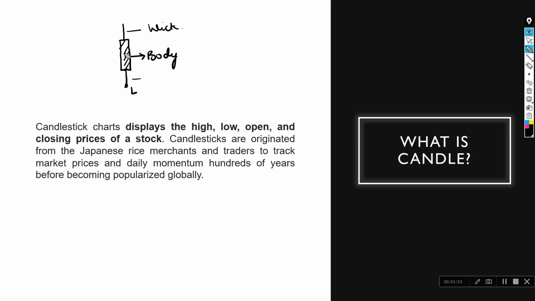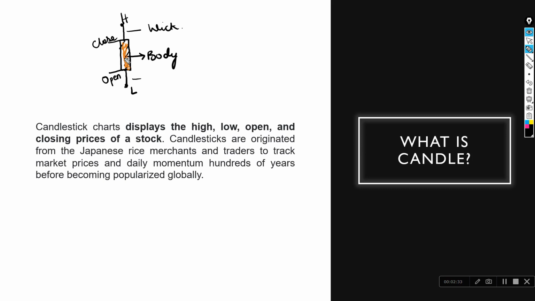Now consider, for example, that you have a green candle here. In such a case, this will be the open, the opening price, in the Indian market at 9:15 when it opens. This will be the opening price. This is the closing price at 3:15. And this is the high. That means this is the highest price that particular stock has gone.